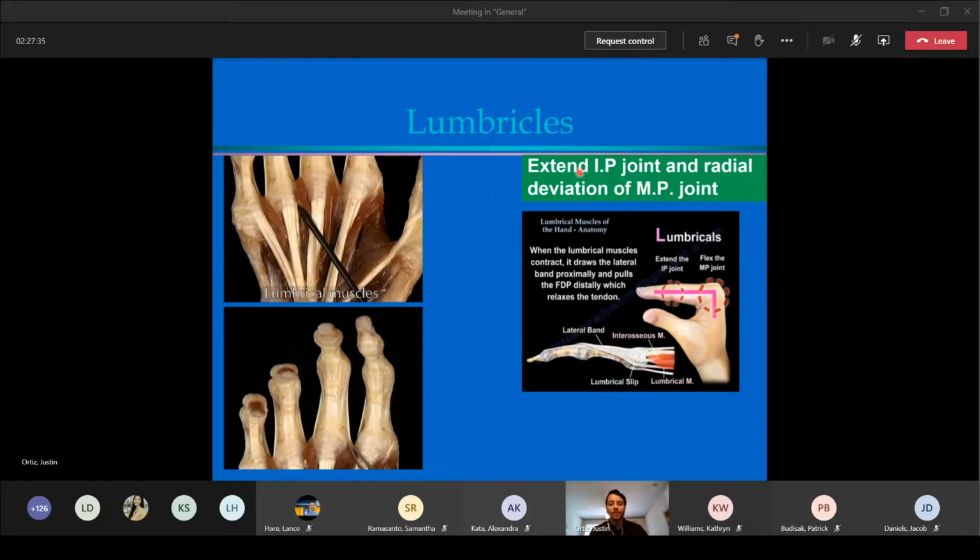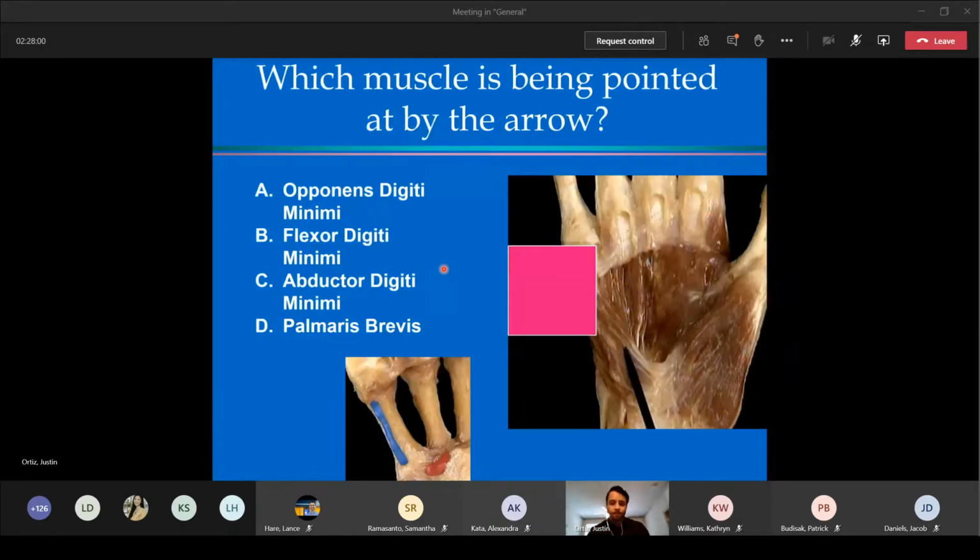The reason why they cause extension at the interphalangeal joint is actually really complex, but just know that they extend because they pull this little band, this lateral band, which causes extension at the interphalangeal joint. You don't need to know the band, but if you wanted to know why it does that, this is a little picture as to how. Just know that it extends the interphalangeal joint and that it causes radial deviation.